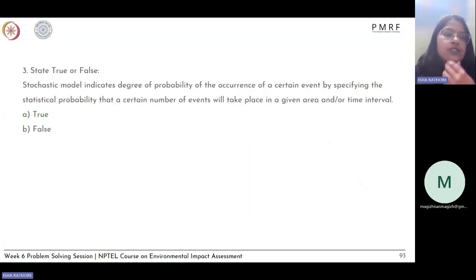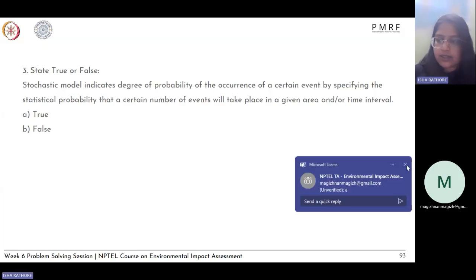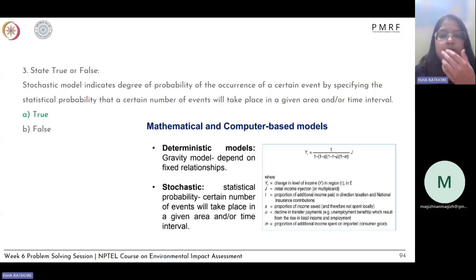Moving on to next question, state true or false. Stochastic models indicate the degree of probability of the occurrence of a certain event by specifying the statistical probability that a certain number of events will take place in a given area and or given time interval. Is this statement true or false? Okay. So yes, the statement is true.